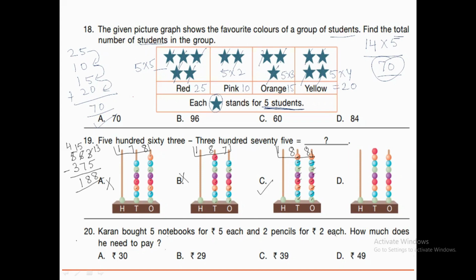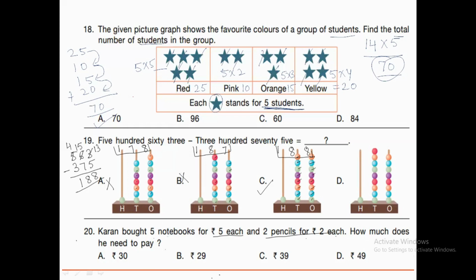Okay, now let's move to question number 20. Karan bought 5 notebooks for rupees 5 each and 2 pencils for rupees 2 each. The question is asking how much he needs to pay. He bought 5 notebooks for rupees 5 each, which means the cost of one notebook is rupees 5. Now we need to find the cost of 5 notebooks.